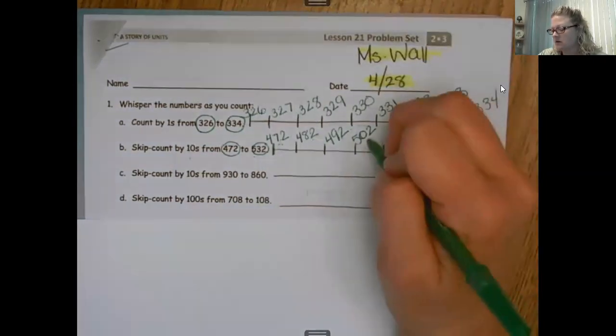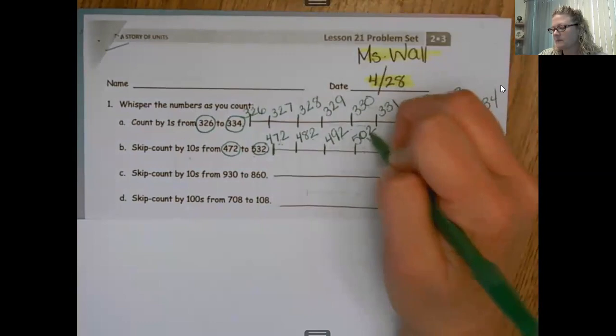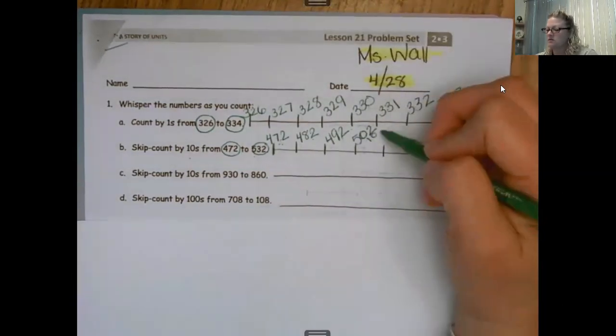Okay, so look. See how I did that? So 2 plus 0 is 2. 1 plus 0 is 1. And our hundreds stay the same. So what is the number in the hundreds place? 5. Good job.